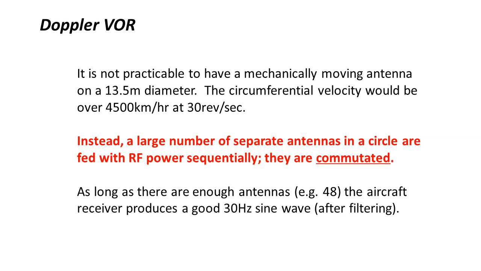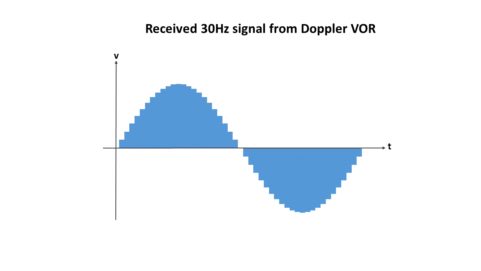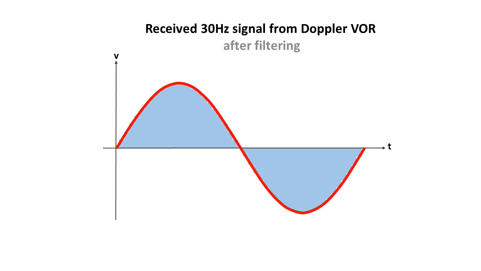And most Doppler VORs these days use either 48 or 50 antennas. This shows a graph of what a received Doppler VOR transmission would be, with 48 steps making up the sine wave. After filtering in the receiver, a good representation of a sine wave is achieved.